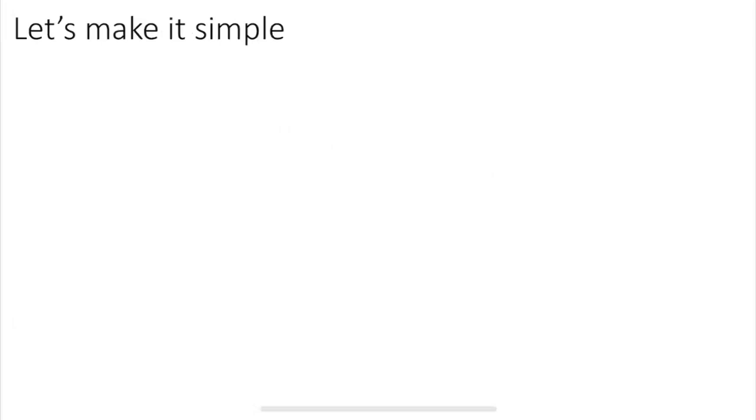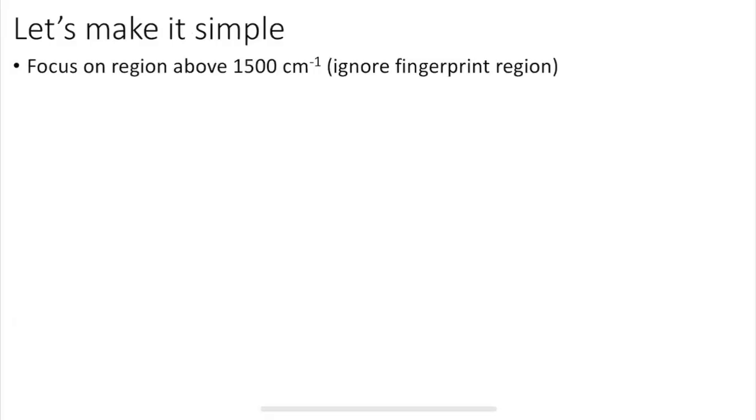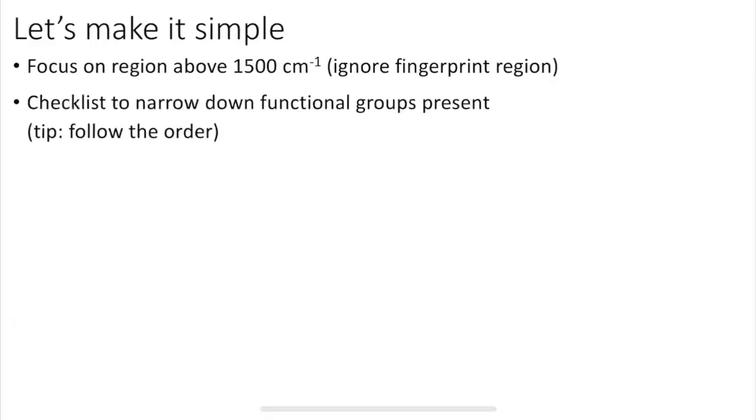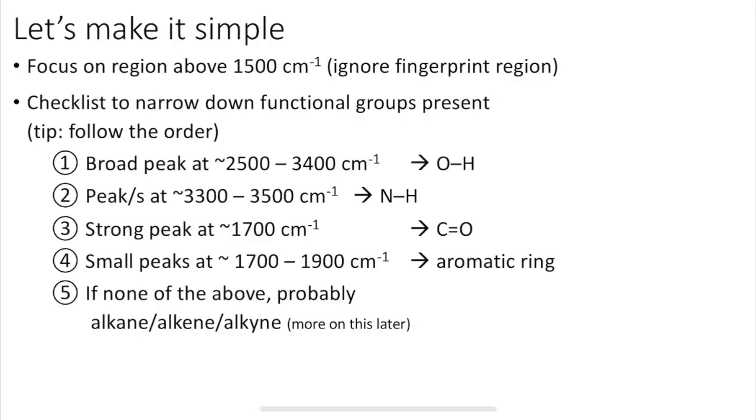Now, because this is just an introduction to IR spectroscopy, let's not overcomplicate things and focus on the basics. First, we will be ignoring the fingerprint region and simply focus on the region above the wave number 1500. Then, we will follow the checklist I will show here. Using this, we will spot very distinct peaks that correspond to different functional groups. These are the peaks that usually stand out in an IR spectrum and are hard to miss. We will discuss these 5 things in the checklist in order in the next slides.